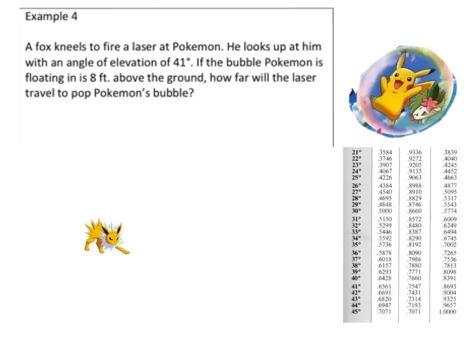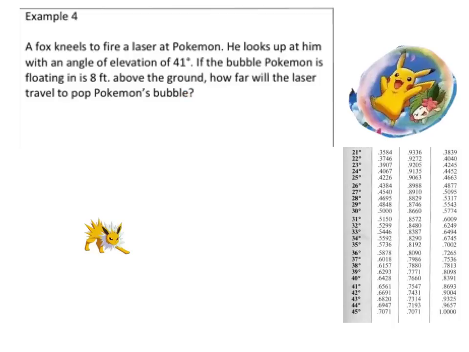Now for our last question. Example 4 says, a fox kneels to fire a laser at Pokemon. So here's the fox and here's Pokemon. He looks up at him with an angle of elevation of 41 degrees. If the bubble Pokemon is floating in is 8 feet above the ground, how far will the laser travel to pop Pokemon's bubble?